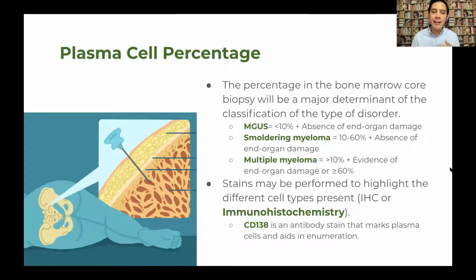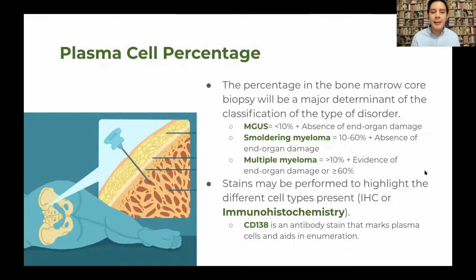MGUS has less than 10% of plasma cells and no signs of organ damage. Smolder myeloma is between 10 and 60%, also with no signs of organ damage. And myeloma is usually diagnosed with more than 10% of plasma cells and signs of organ damage, or when they have more than 60% of plasma cells in the bone marrow.